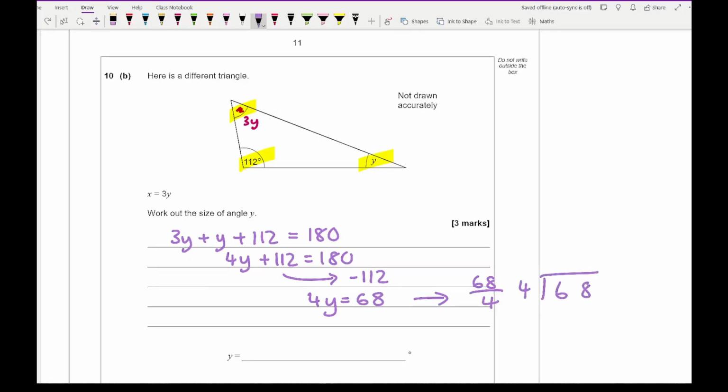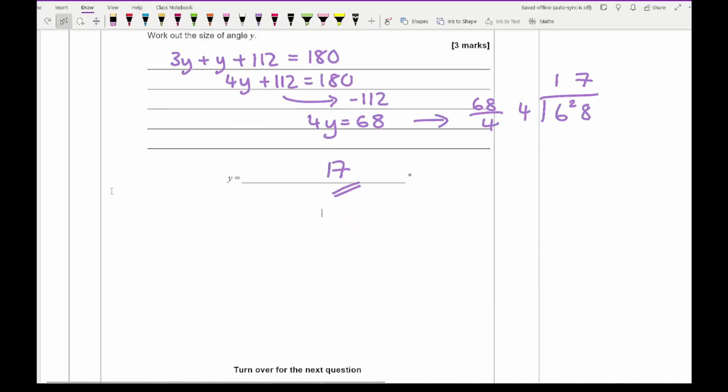And so 4s into 6 go 1, remainder 2. 4s into 28 go 7. So y equals 17 degrees.